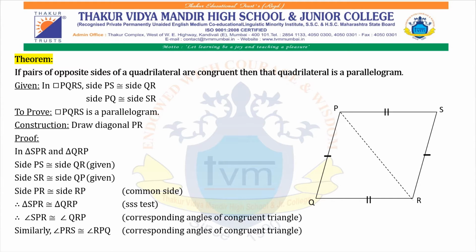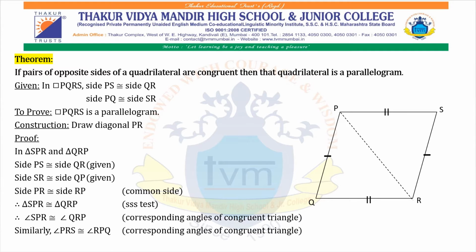Theorem: if pairs of opposite sides of a quadrilateral are congruent, then that quadrilateral is a parallelogram. Given: in quadrilateral PQRS, side PS is congruent to side QR, side PQ is congruent to side SR. To prove: quadrilateral PQRS is a parallelogram. Construction: draw diagonal PR. Proof: in triangle SPR and triangle QRP, side PS is congruent to side QR, given; side SR is congruent to side QP, given; side PR is congruent to side RP, common side.